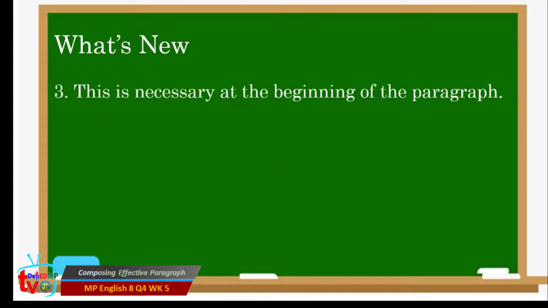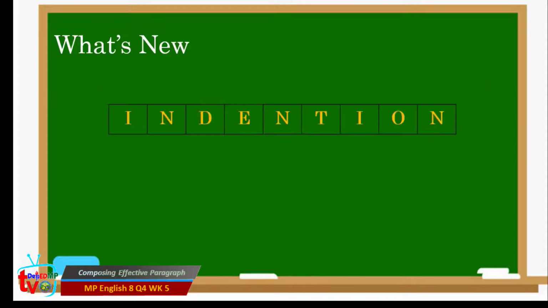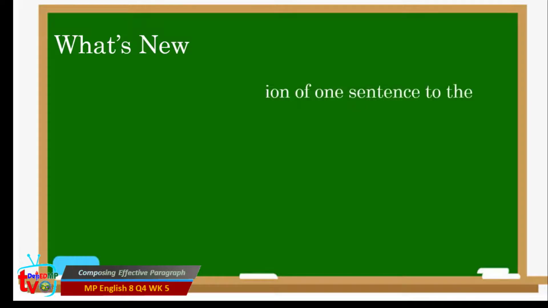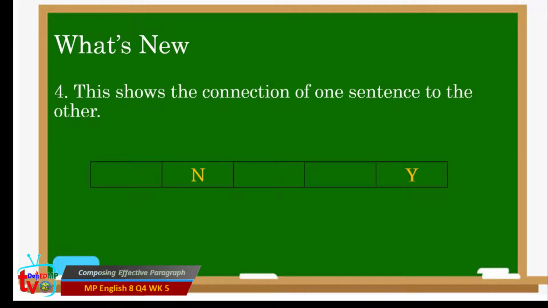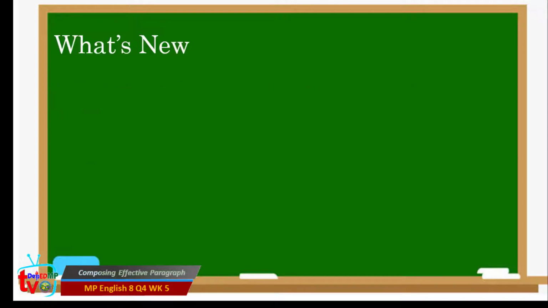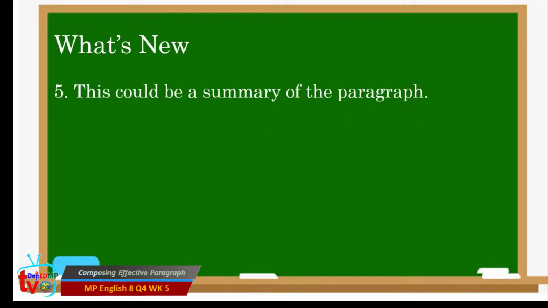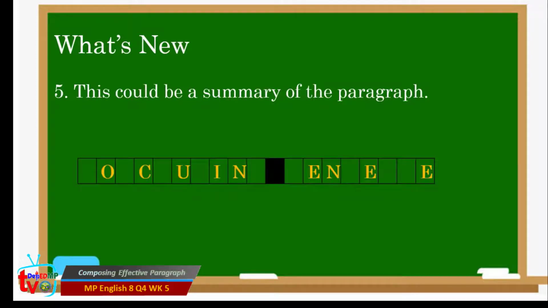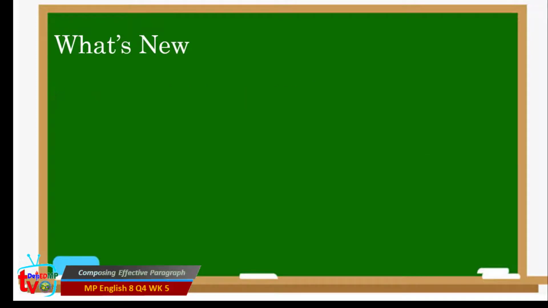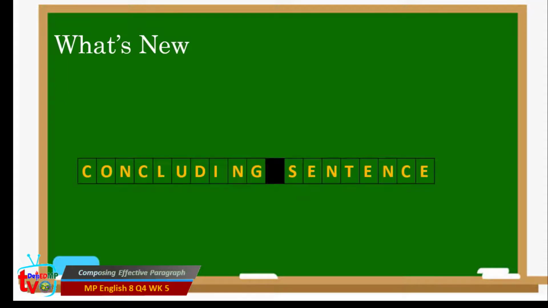Number 3. This is necessary at the beginning of the paragraph. The answer is indentation. Number 4. This shows the connection of one sentence to the other. The correct answer is unity. Number 5. This could be a summary of the paragraph. The correct answer is concluding sentence.